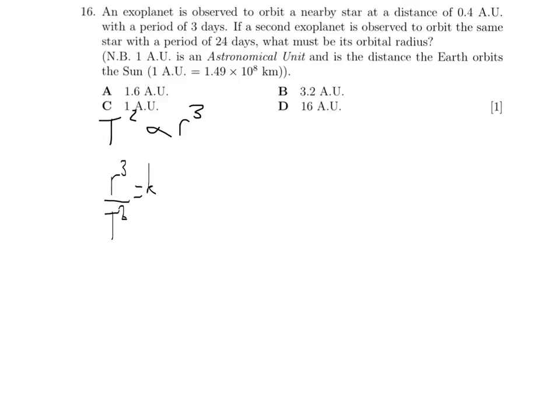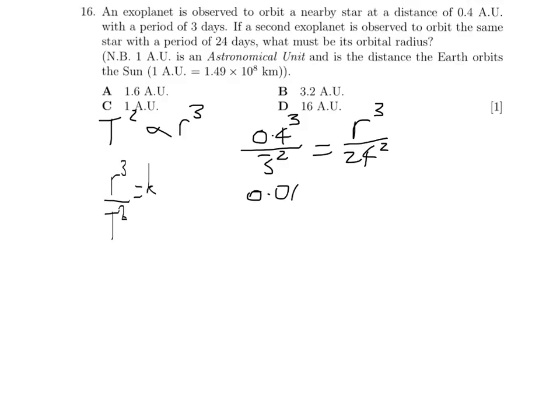So we've got the nearby planet, which is 0.4 astronomical units away. So we're going to do 0.4 cubed, and we're going to divide that by the time period squared. So it's 3 days squared. We don't need to change any of the units here to meters or seconds because we're using the same units in both examples.